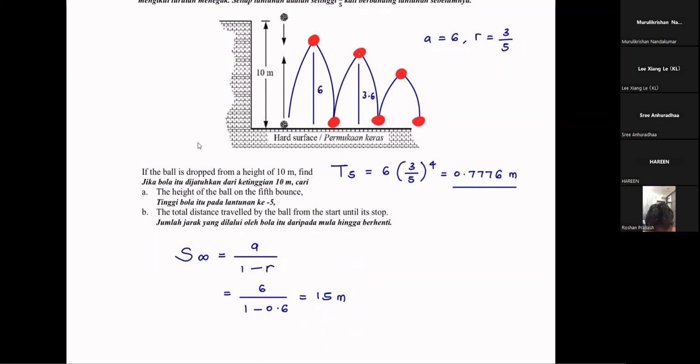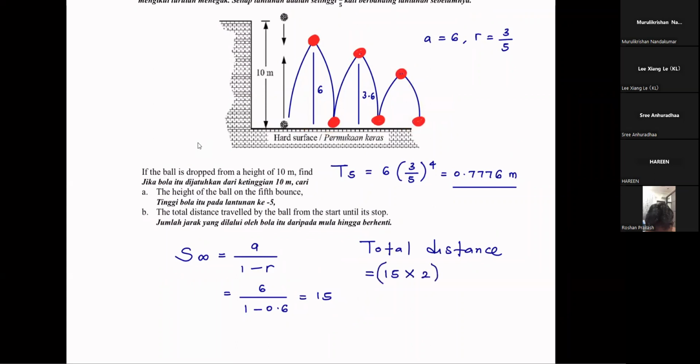dia punya distance. Sebab you tambah semua macam ni. 15 ni you tambah macam ni. Tapi saya nak pergi balik. Pergi balik. That means this value you need to multiply times by 2. Faham tak? So that means your total distance, take 15 times by 2.